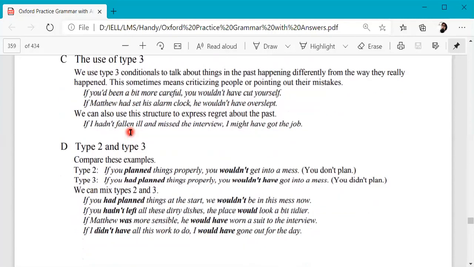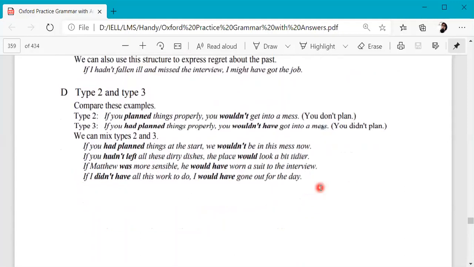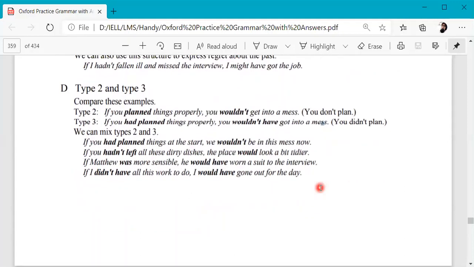Okay, now it is comparing type 2 and type 3. I hope you already have an idea what is the difference between type 2 and type 3. In type 2, we are talking about situations that are unlikely in the present, and in type 3, we're talking about imaginary situations in the past. You can read, you don't plan and you didn't plan. So this is a present situation and this is a past situation. So I hope you have a fair idea now. Okay, you can take a screenshot and read the examples. If you have any comments or questions, you can type.